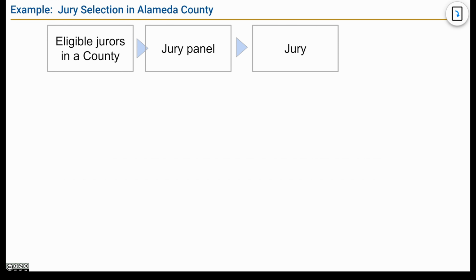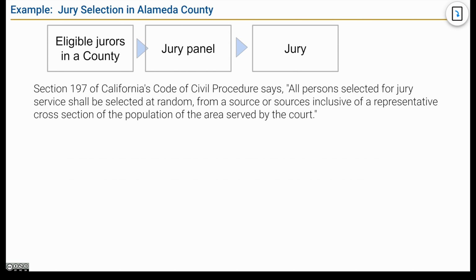So just as we discussed in a previous jury example, the way jury selection works is you have all eligible jurors in a county, that is a list that you use for randomly selecting a jury panel, and then from that panel, it's whittled down to the final jury. In terms of the laws in California, all persons selected for jury service shall be selected at random, and they shall be a representative cross-section of the population.